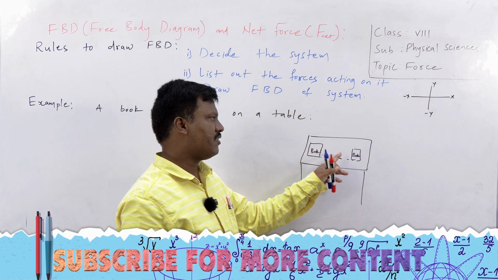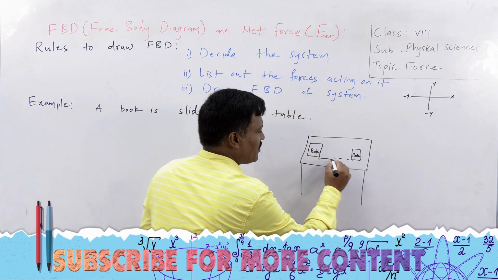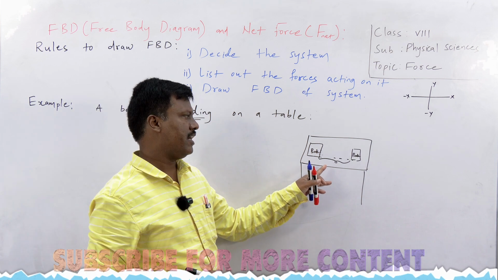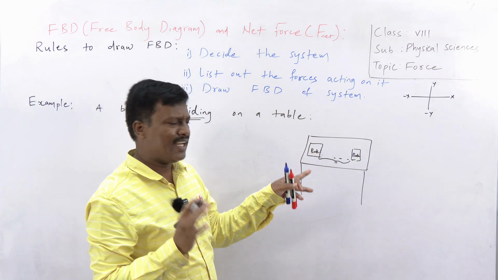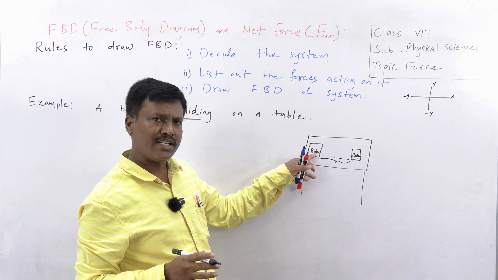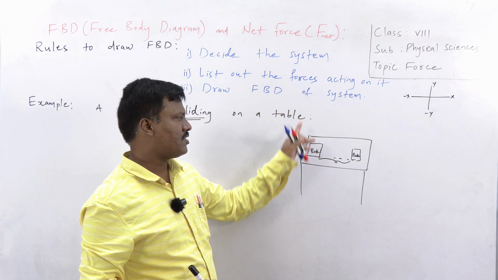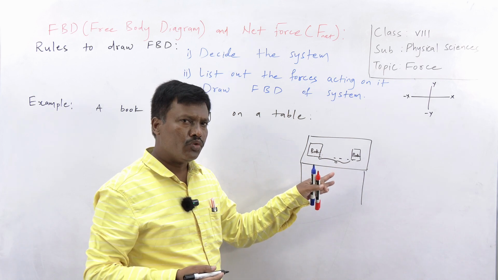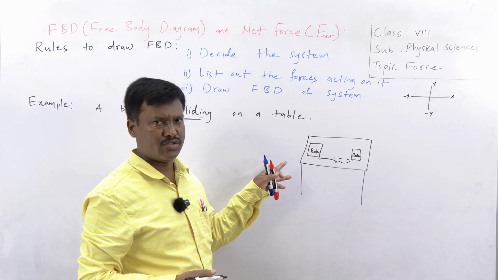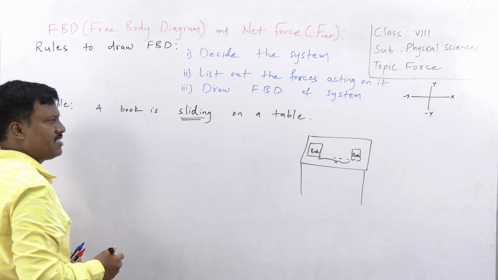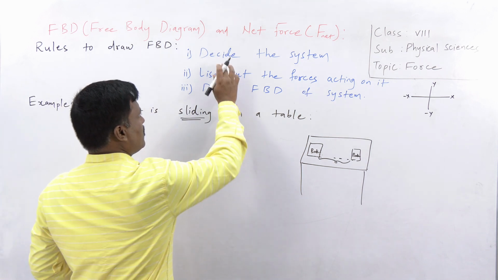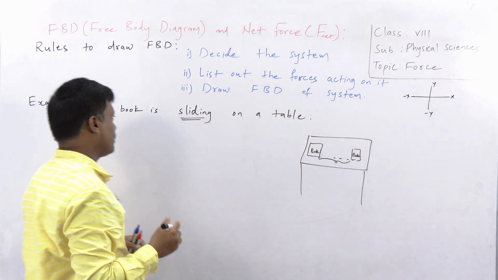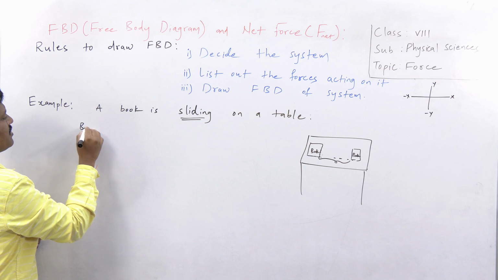Okay, now we have to draw the free body diagram for this case. While it is sliding, we have to draw the free body diagram. Okay, so tell me, generally how many forces act when the book is at rest on the table? Gravitational force, normal force. Okay, when it is sliding, it slows down due to frictional force. So another force also comes into play. Okay, so in total how many forces are acting on this book? 3 forces. First decide the system. We have decided the book is our system. List out the forces acting on it. Okay, so the book is our system.